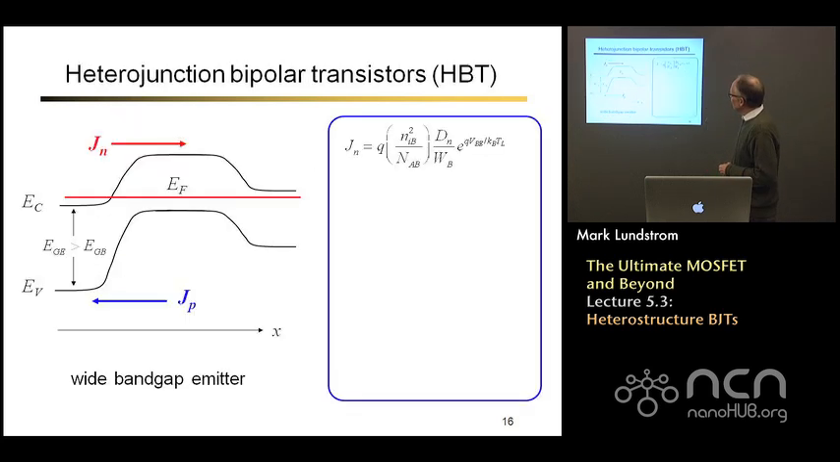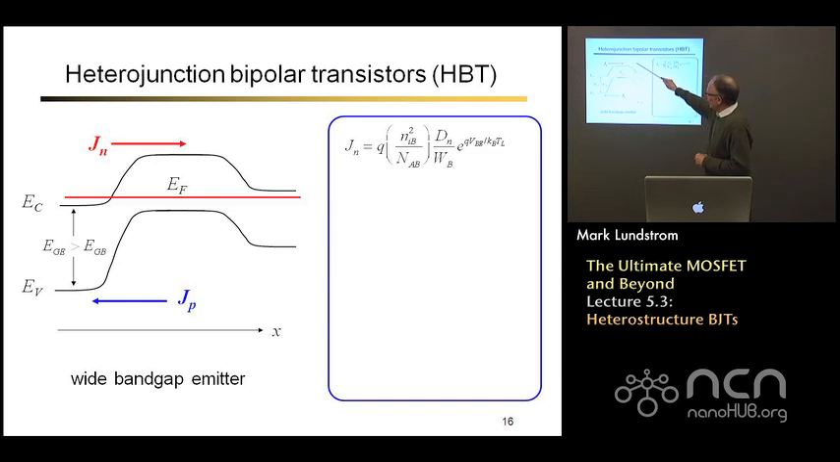Okay, so let's take a look at how modern transistors are done a little bit differently. It's an idea that William Shockley thought of a long time ago and was discussed in the 1950s, but the technology to implement it became practical in the 80s really. These are called heterojunction bipolar transistors, and the idea is very simple.